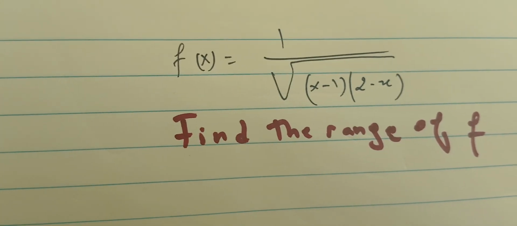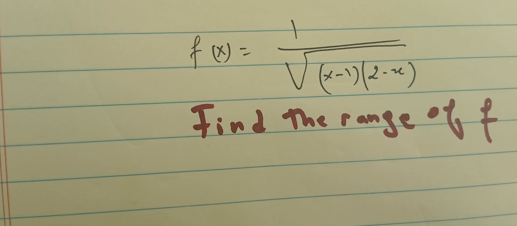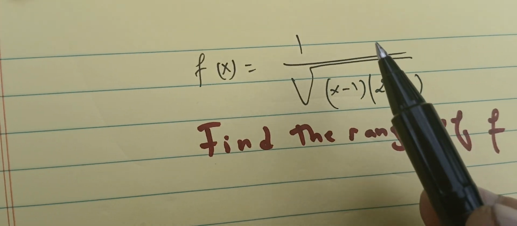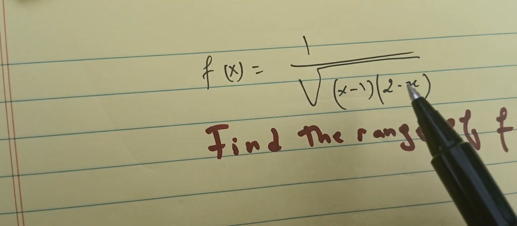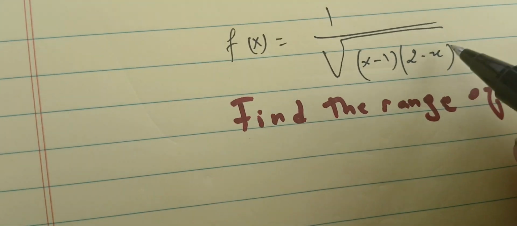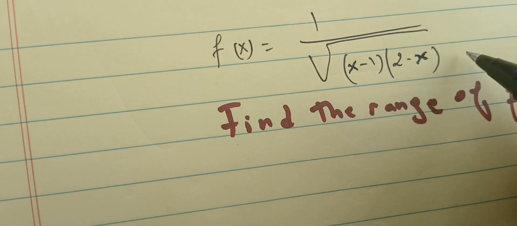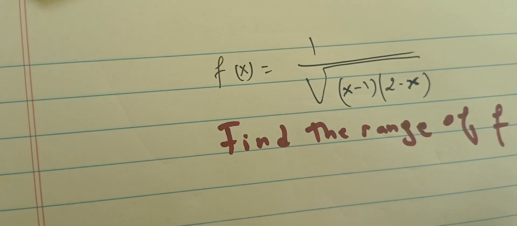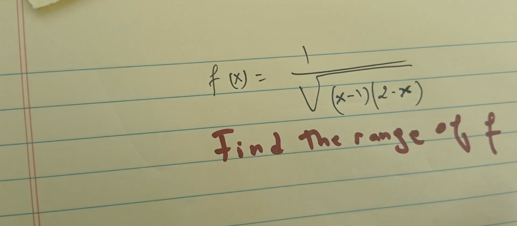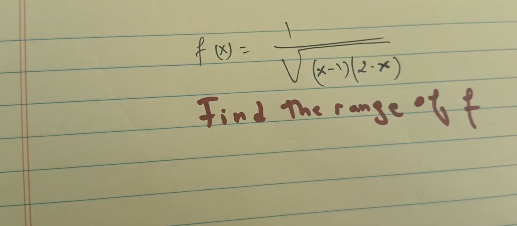Welcome back. In this video, we're going to try to find the range of this function. So f of x is given by 1 over the square root of (x minus 1) times (2 minus x). So this is x and this is x. So x minus 1 times 2 minus x. The first issue that we have to fix is finding the domain of definition of this function.